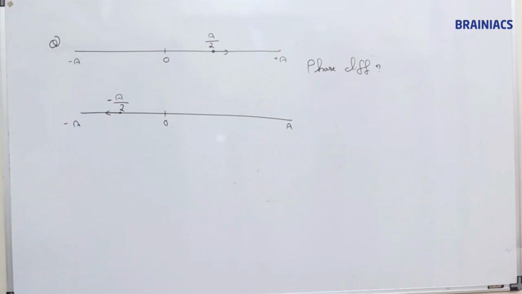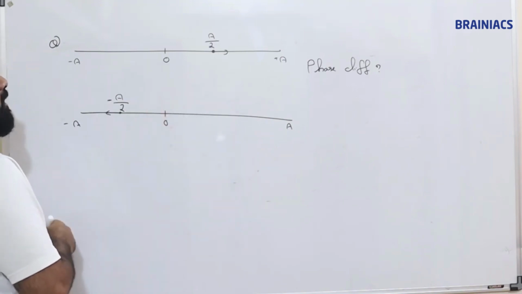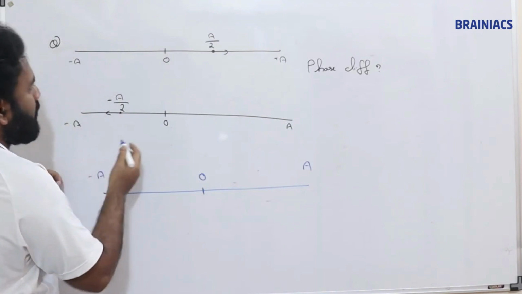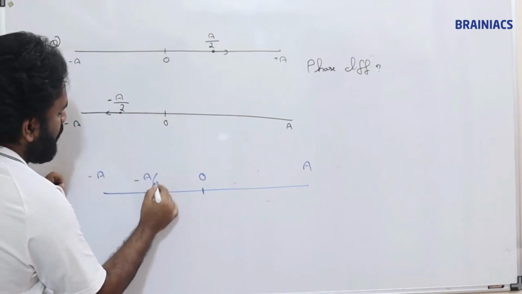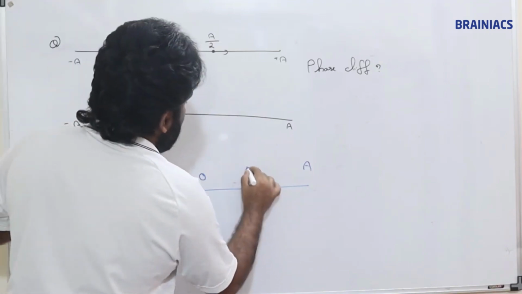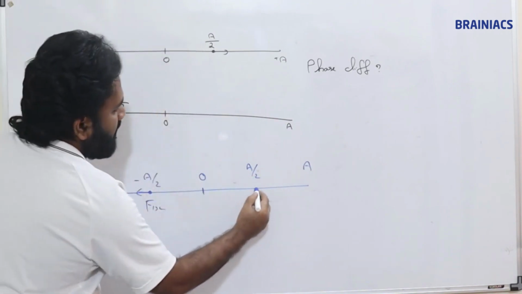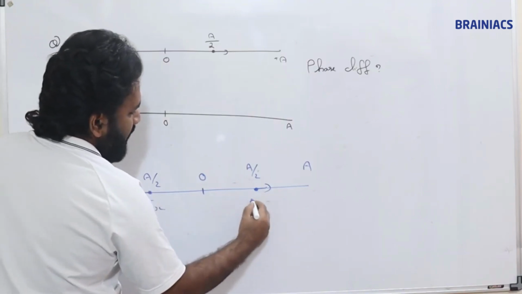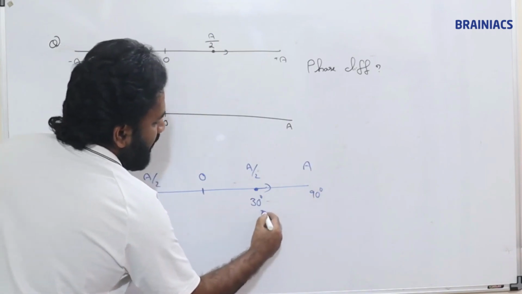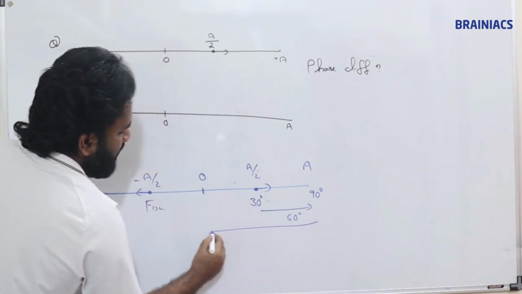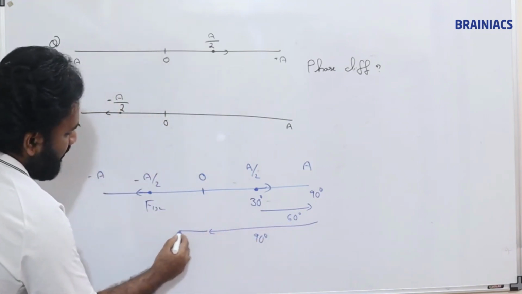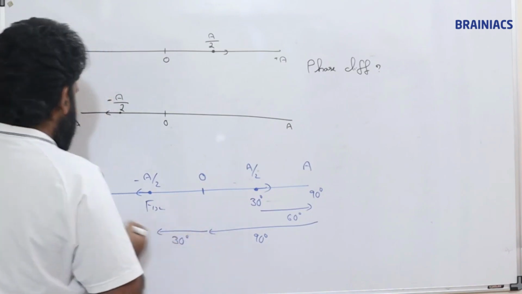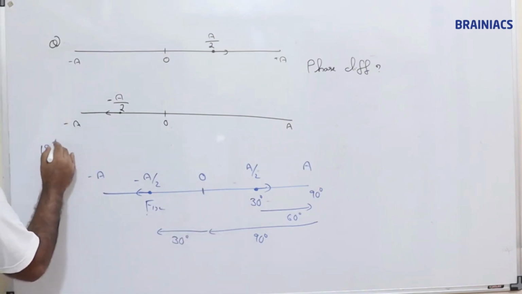So by drawing a single line, we can find it. Look here, this is the amplitude. Let us fix this one at minus A by 2, and this one is at A by 2. This is moving in this direction, and this is moving in this direction. This is one SHM, this is another SHM. What is the phase difference? A by 2 means 30 degree, this is 90 degree. When it moves in this direction, it is 60 degree. When it comes back, this is 90 degree. Then when it comes back till this, it is again 30 degree. So while fixing this and moving this, we are getting a phase difference of 180 degree.